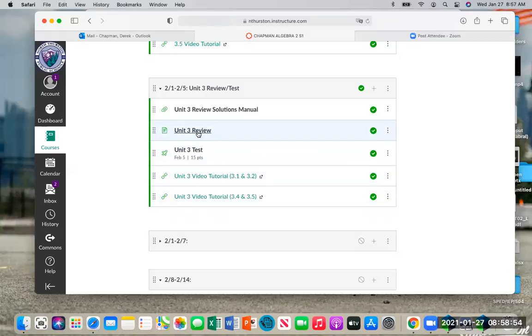This is also in your textbook, the review. It's at the end of Unit 3. You can just flip through and find it. I'm not sure what page it was offhand. But this review that's right here, that's the review that I'm going through in this video tutorial.